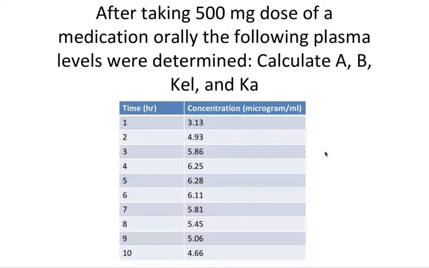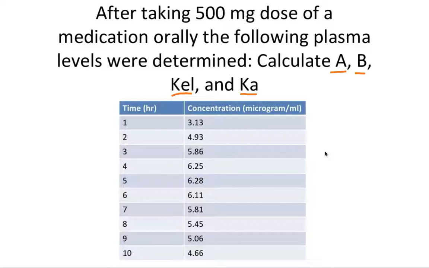Now, when we go through this problem, you'll realize that this is very similar to the two compartment model problem that we learned about earlier when discussing the IV bolus two compartment model. However, this is a one compartment oral dose model, okay? And apart from the two intercepts A and B, we can also calculate two rate constants, KEL and Ka.